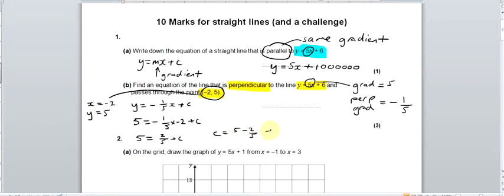5 is 25/5. And if we take away 2/5, that's supposed to be a takeaway, isn't it? You're left with 23/5. So our answer is y equals minus 1/5 x plus 23/5. Job done.